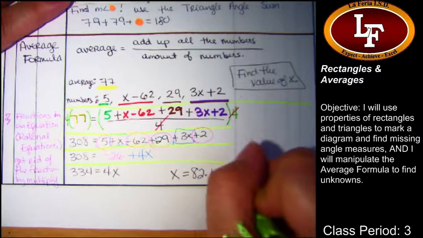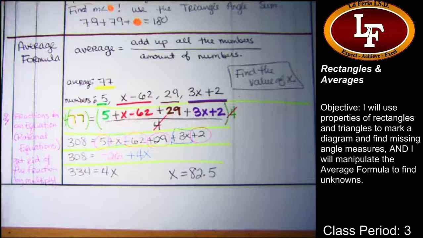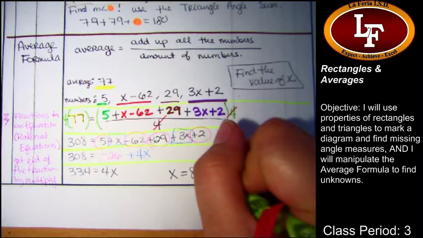82.5? 83. Okay. Well, 1 decimal place is not bad. All right. Is it 83 or is it 82.5? 83.5. Oh, it's 83.5. Oh, goodness gracious.